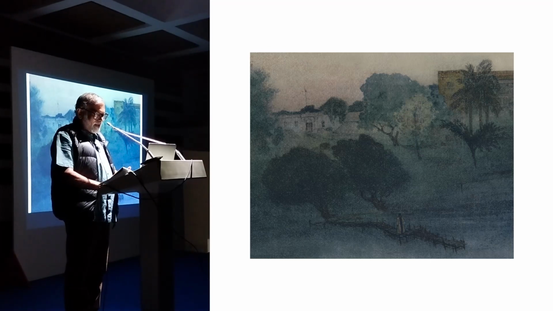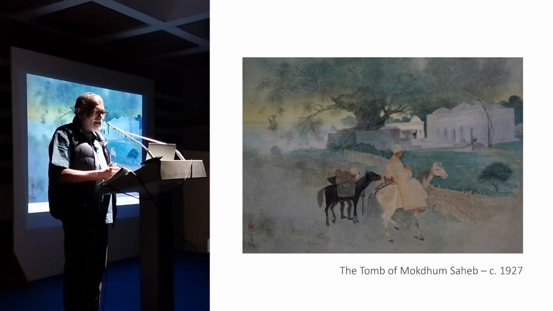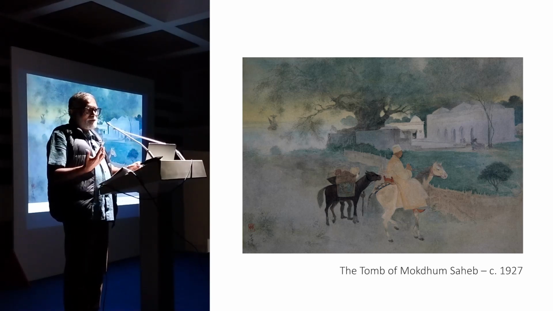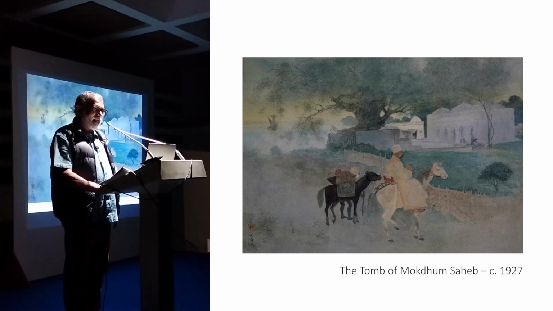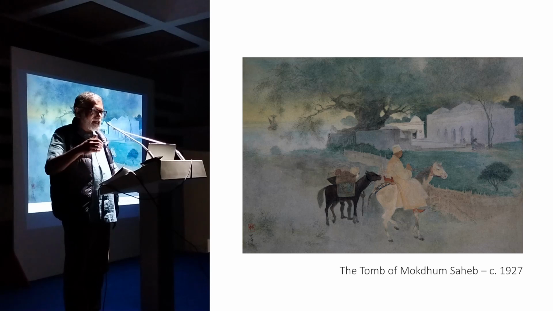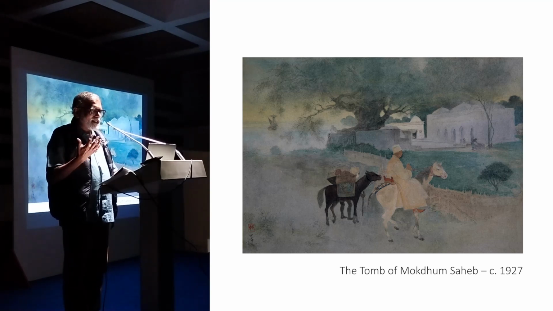And another painting, I'm showing you three of these, is the tomb of Maktub Shah, or Sahib, as he writes, which was done again during this time. He's visiting and the tomb is still there, but I think now it's remodeled. There are other structures nearby. So he was somebody who is reliving history in various ways, but reliving history in relation to real experiences.